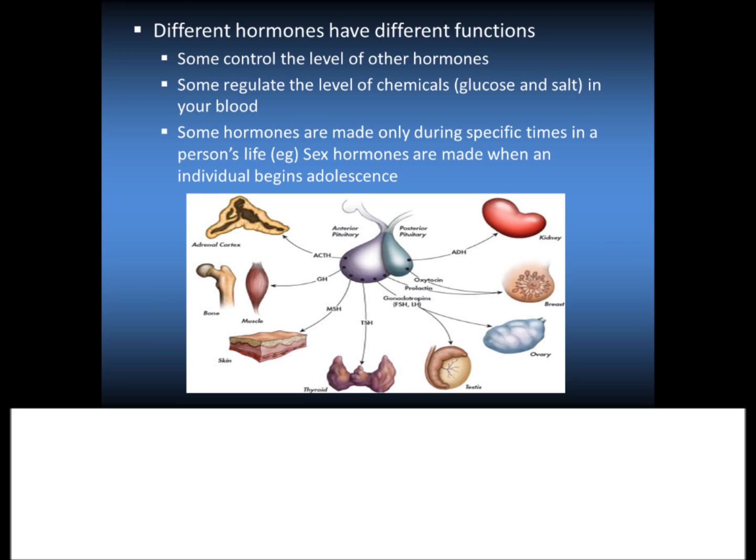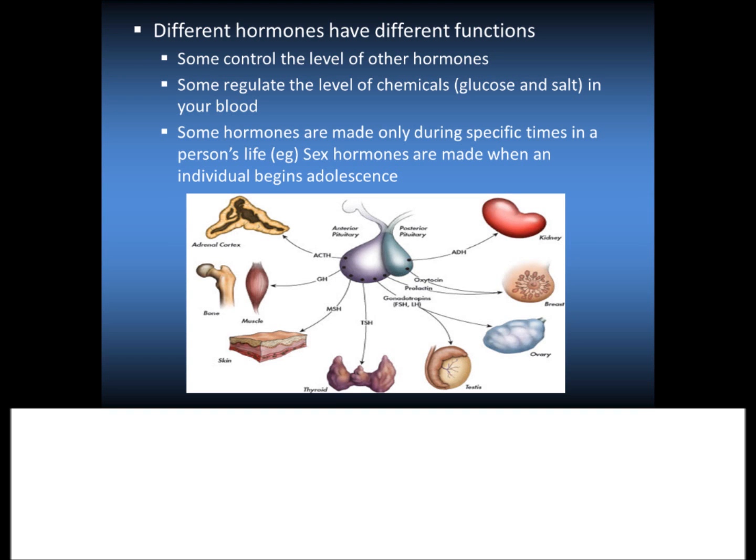In our body, we have several different hormones, and every single hormone will have different functions. So some hormones may control the level of other hormones, while some hormones control or regulate the level of chemicals such as glucose and salt in your blood. Also, the synthesis or production of some hormones is very much affected by the time in which you are in your life, or how old you are. So for example, sex hormones such as testosterone and estrogen, they'll only start to be produced during adolescence. So that's when you start to hit puberty.